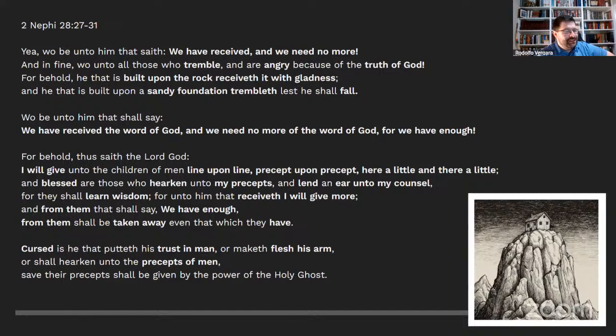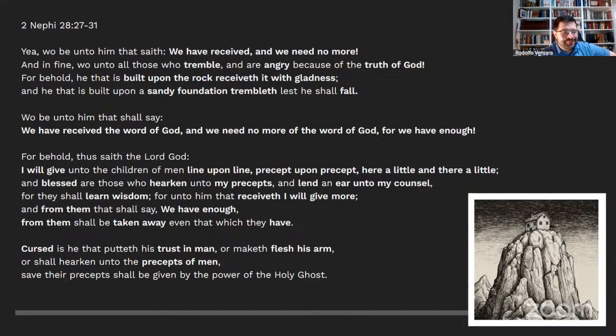And to me, Nephi knew that. I think that's why he's playing so much also in 28, right? Those who say we have enough, no more, they shall be taken, even what they received. So the next verse: Woe be unto him that shall say, we have received the word of God, we need no more of the word of God, for we have enough. For behold, thus saith the Lord God, I will give unto the children of men line upon line, precept upon precept, here a little, there a little. Sorry, this is 28. That's my bad.